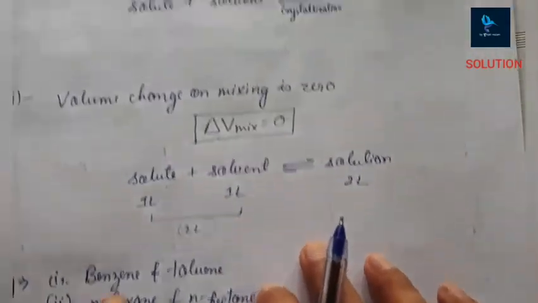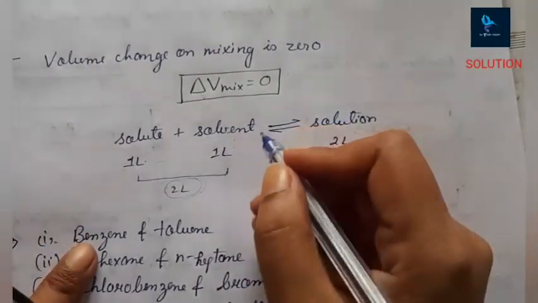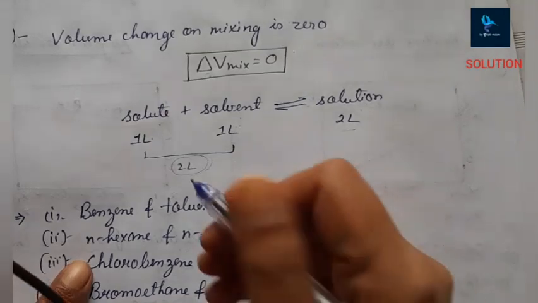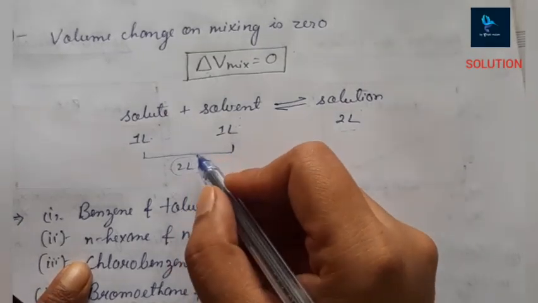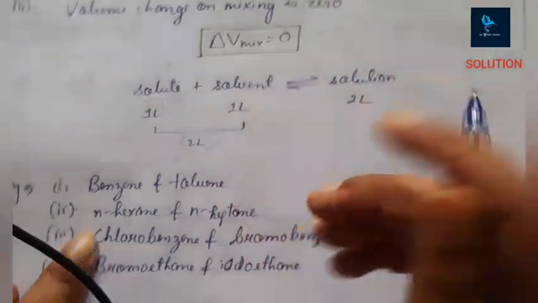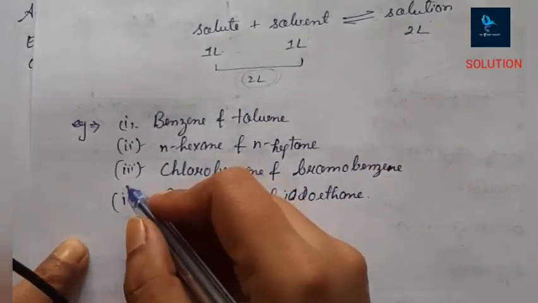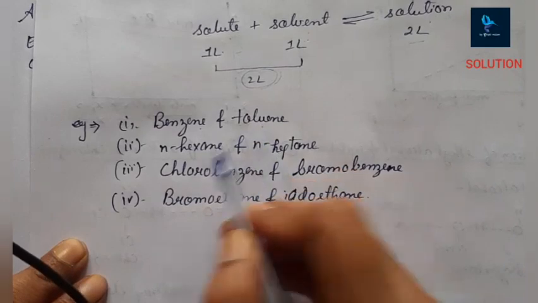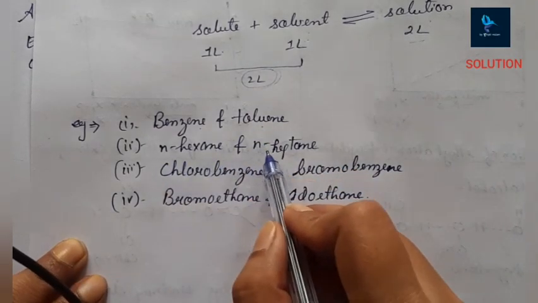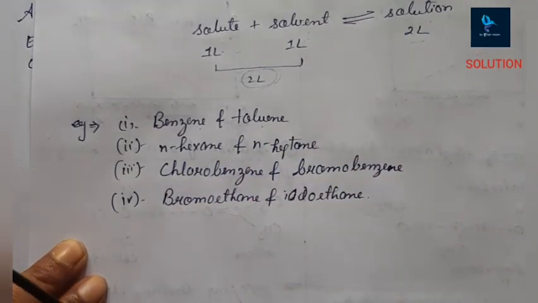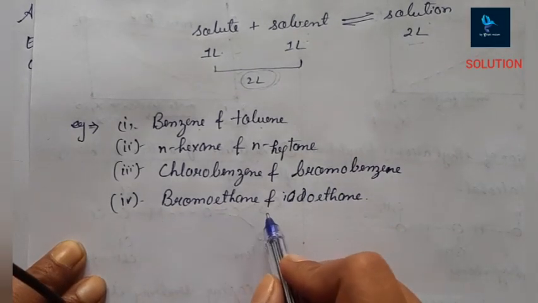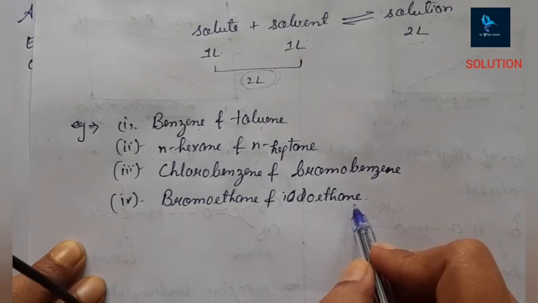These criteria followed by a solution make it known as an ideal solution. Examples of ideal solutions: first, solutions of benzene and toluene; second, n-hexane and n-heptane; third, chlorobenzene and bromobenzene; and fourth, bromoethane and iodoethane.